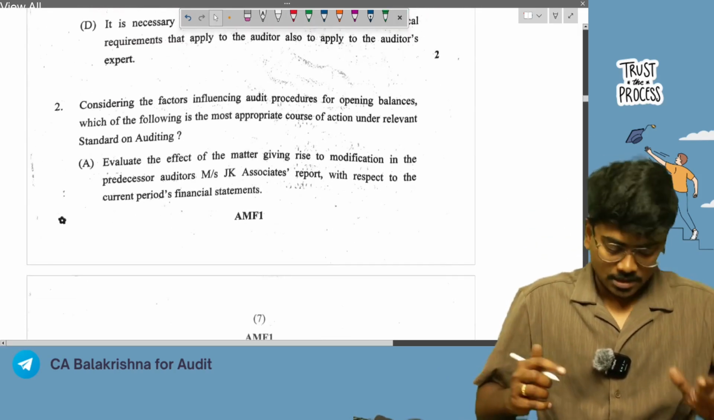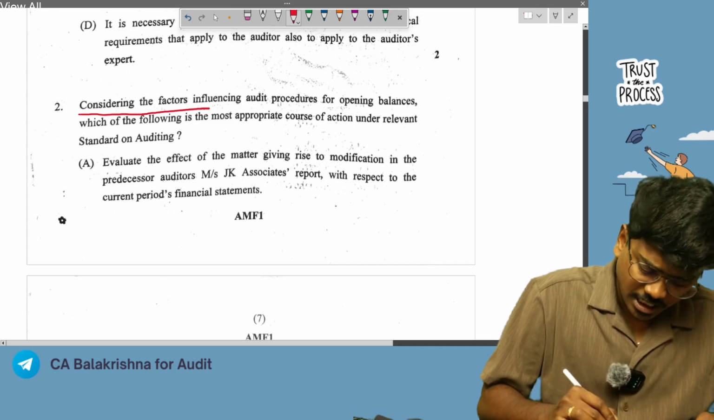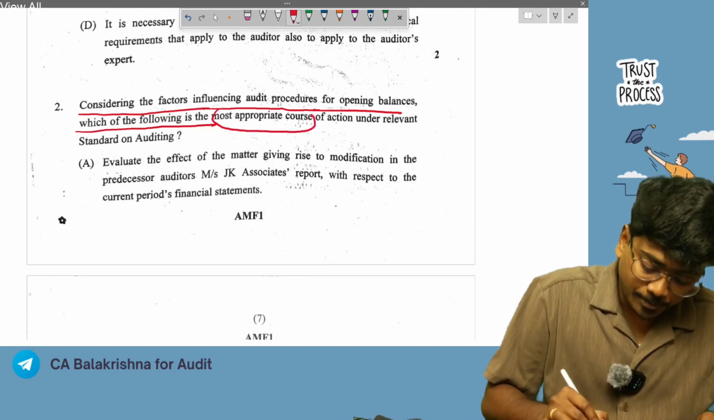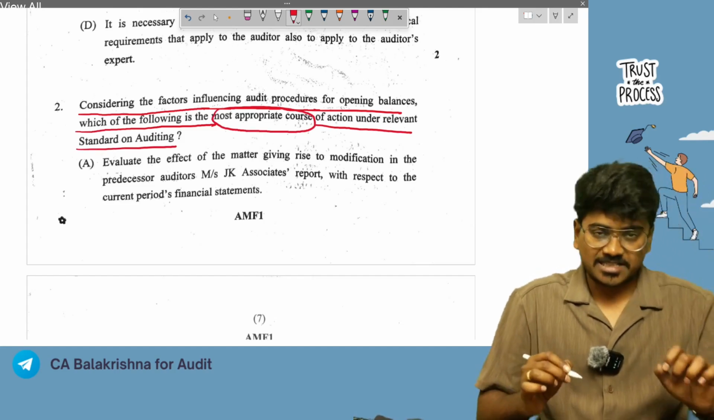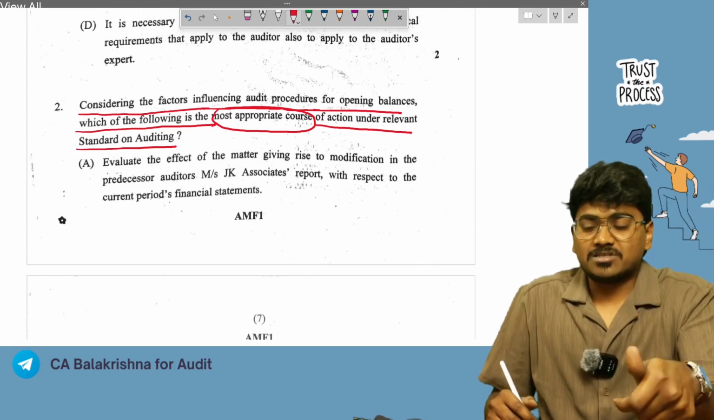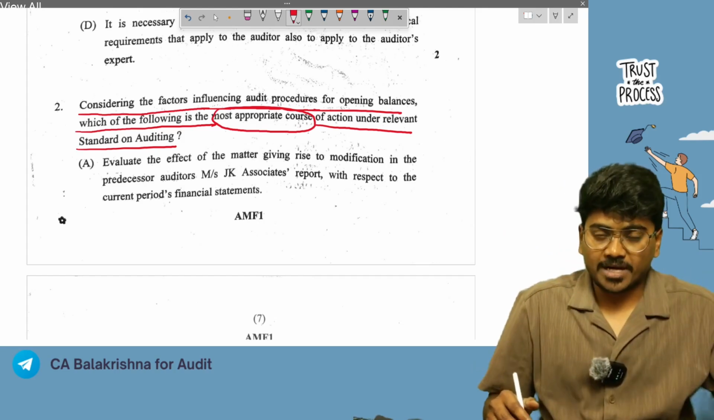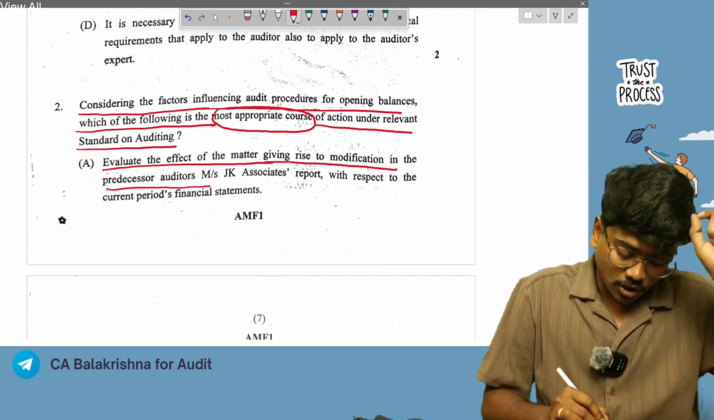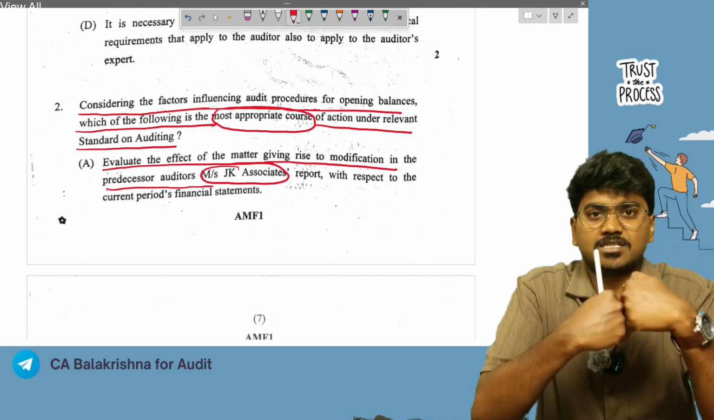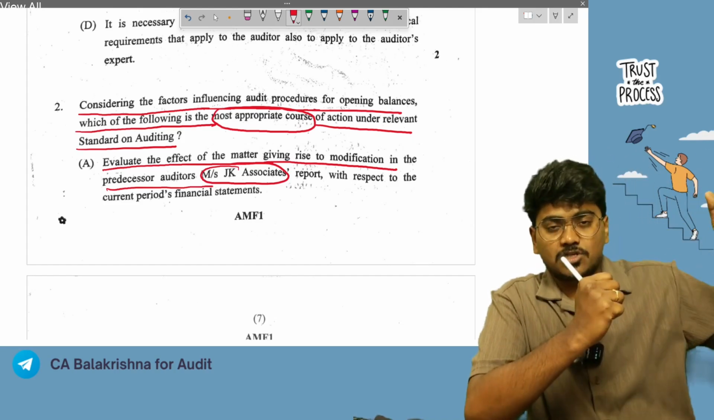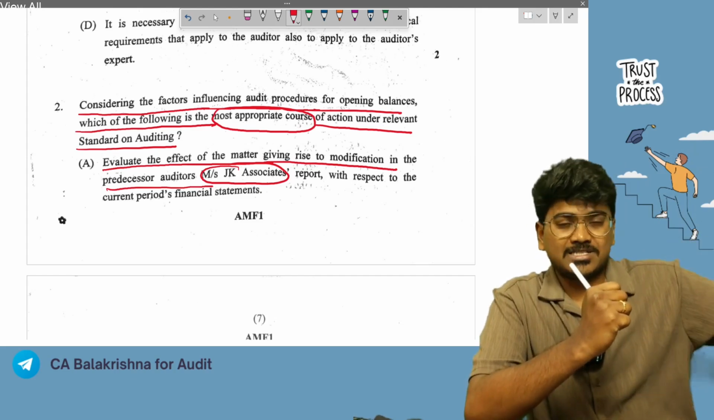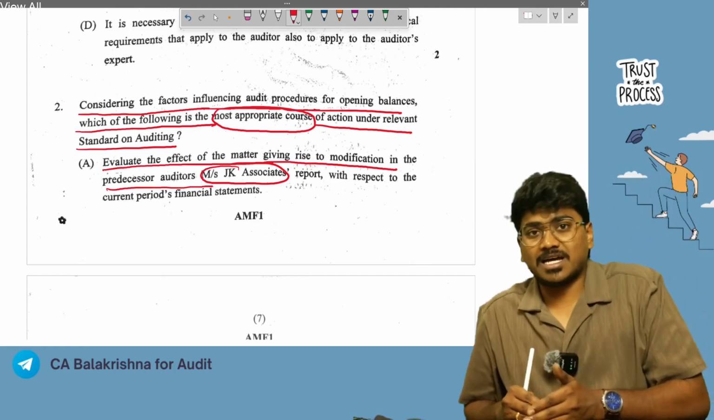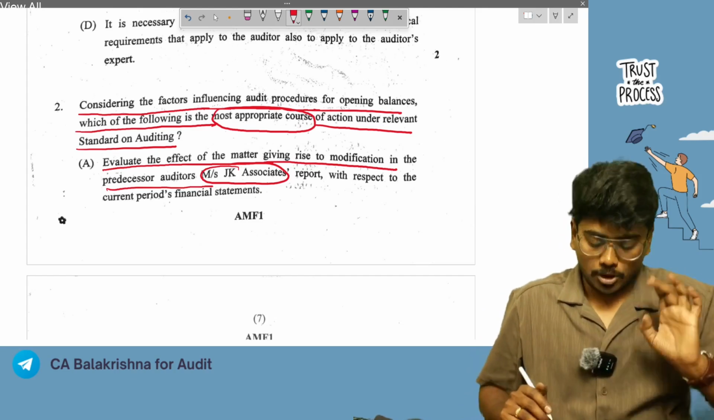Next, second MCQ. Considering the factors influencing audit procedures for opening balances, which of the following is the most appropriate course of action under the relevant standard on auditing? With respect to opening balances, which of the following procedures is most appropriate, they are asking. Let us see. Evaluate the effect of the matter giving rise to modification in the predecessor auditor's report, that is Messrs. JK Associates. Basically, in the case study, Messrs. JK Associates is a predecessor auditor. He has given a modified opinion in his audit report. Now, the auditor of the current period should consider the effect of such modified opinion on the current period financial statements also. Right. So this is an appropriate option.